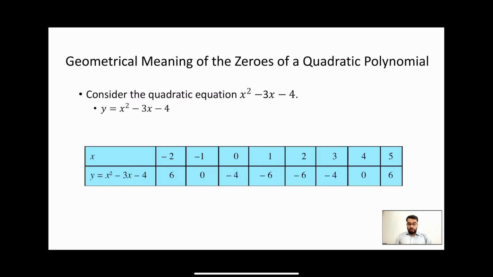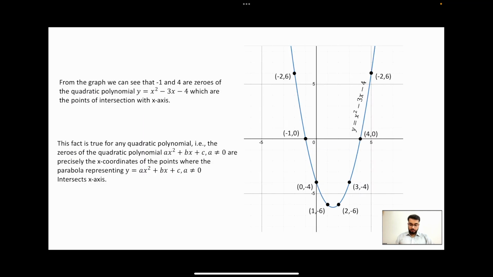Now moving on, we'll look at zeros of the quadratic polynomial. So we take the example of x square minus 3x minus 4. We calculate the points here for graphing. Now this would be the graph of the quadratic equation x square minus 3x minus 4. These are the 8 points that we have plotted on the graph.